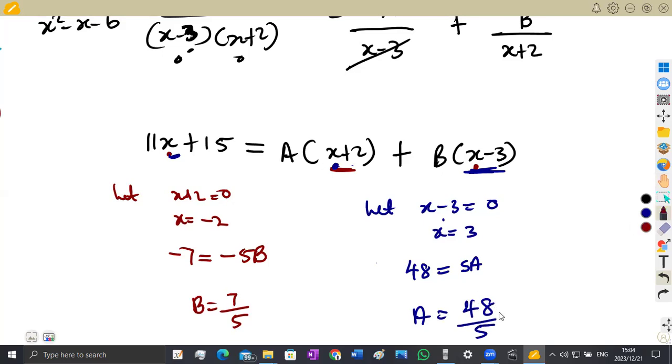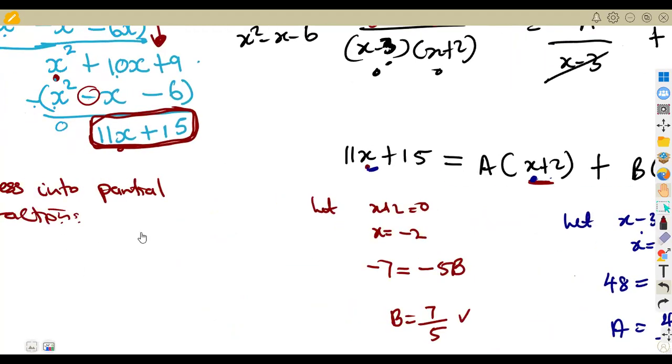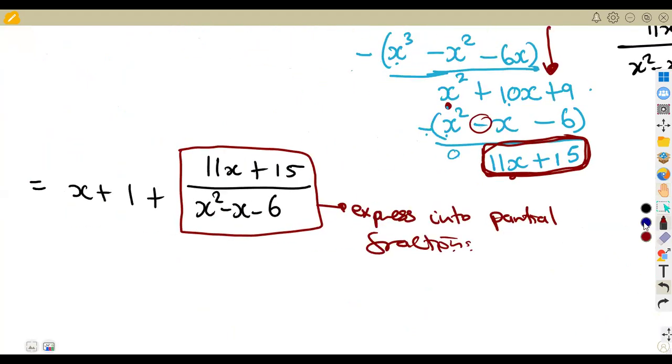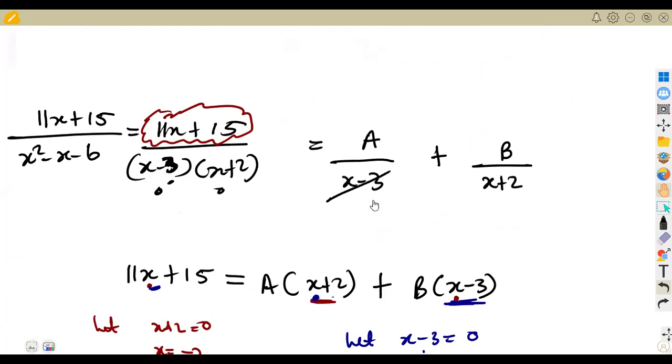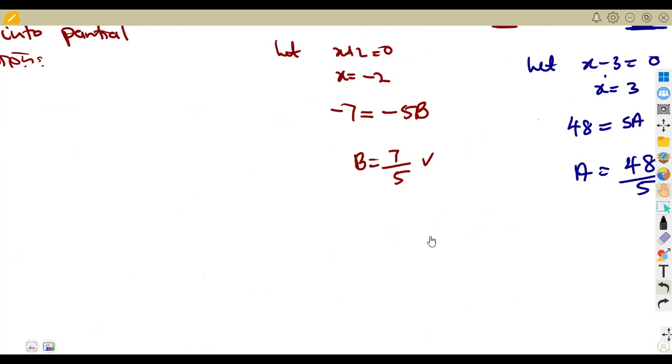So we have our a and we have our b, in this case, as the partial fractions of the remainder that we had here. Meaning to say, from our simplification here, we said we are going to express the remainder into partial fractions, and it is going to be written something like this: x plus 1, plus, in partial fractions, a over x minus 3. That's why we've got a over x minus 3. This is our a, which is 48 over 5.